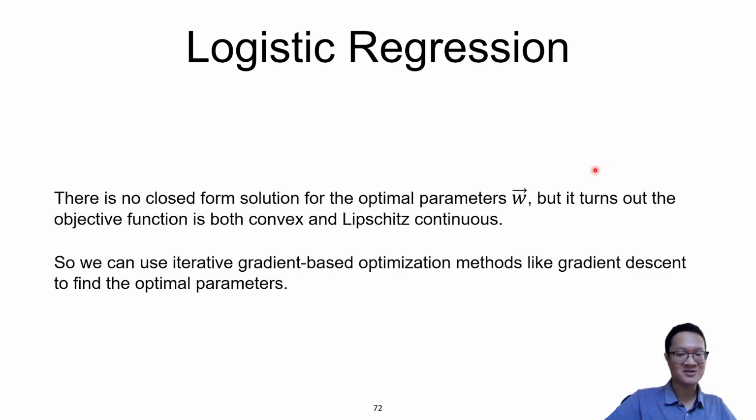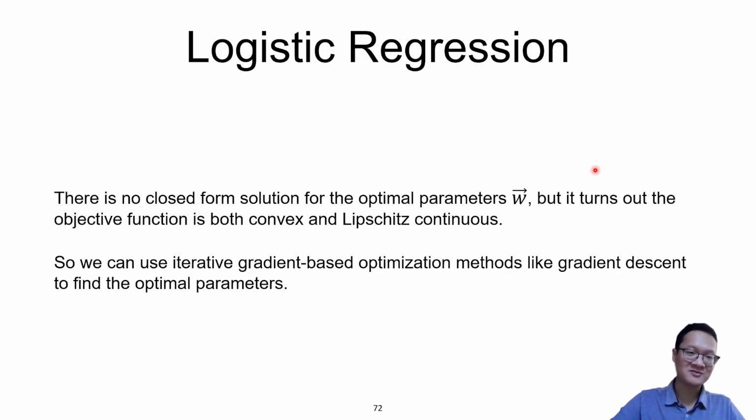iterative gradient-based optimization methods, like gradient descent. Well, the good thing here is that the objective function is actually convex and also Lipschitz continuous. So we know that using iterative gradient-based optimization methods will eventually allow us to converge to the optimal parameters.